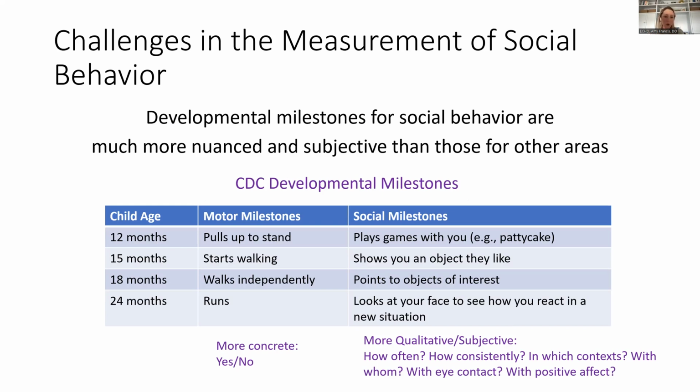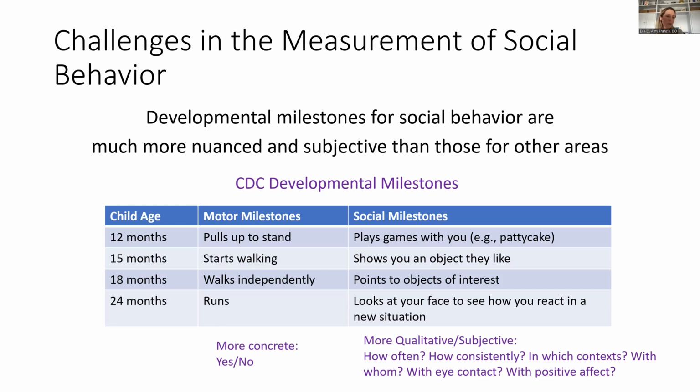Pulls up to stand, starts walking, walks independently, and runs. But those social milestones are a little bit harder to elicit, right? So playing games with your child. Yes, my child plays games. What kind of games? What does it look like? Shows you an object they like. Well, what kinds of objects are they showing? How are they doing it? Points to an object of interest at 18 months. And at 24 months, looks at your face to see how you react to a new situation.